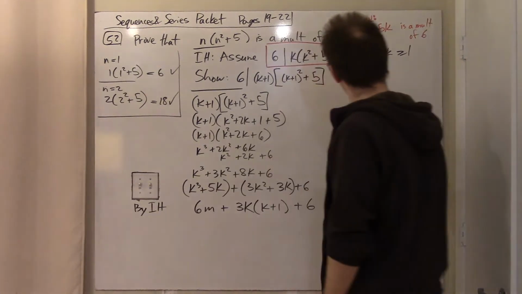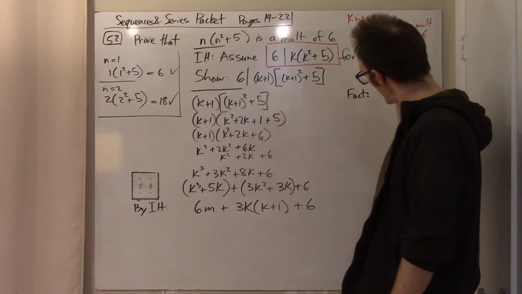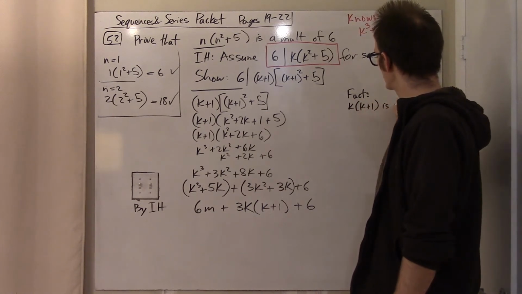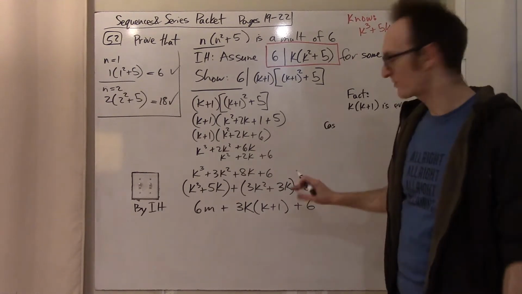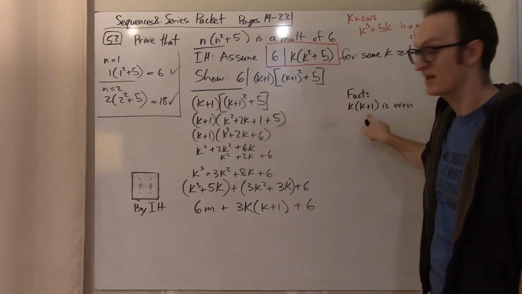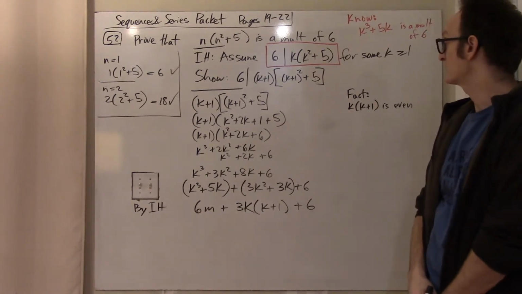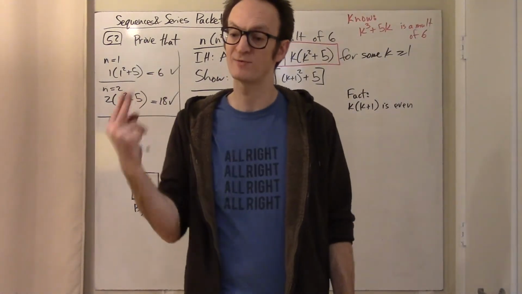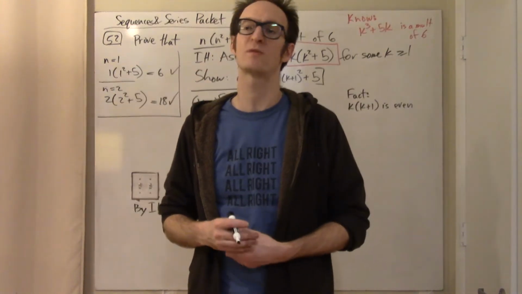So I'm just going to write over here on the side: fact, k times k plus 1 is even. Reason? Well, this isn't even worth writing down, it's just so clear. If k is even, then the product of an even and anything is even, and if k is odd, then one more than an odd is even, so one of these two has to be even. A simpler way of putting it is, if you give me two consecutive numbers, their product must always be even, because precisely one of them is even and one of them is odd.